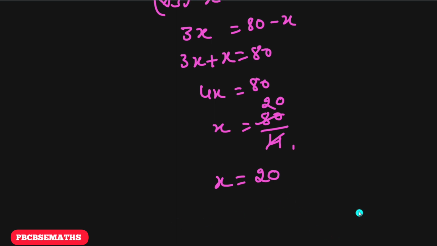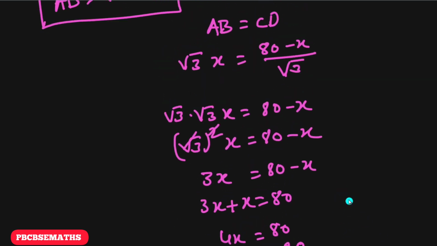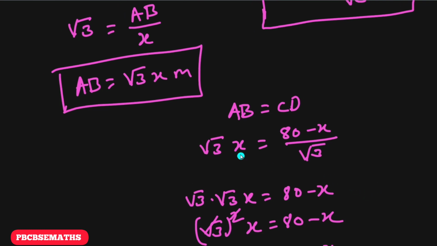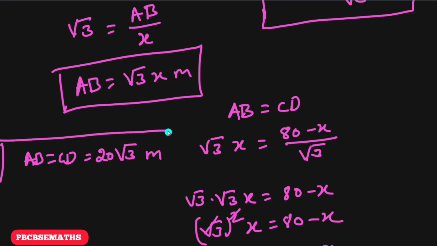Now let's try to find out the height of those two equal poles. It is given that AB is equal to root 3 times x meters. Therefore, we have the value of x as 20. We can write that AB is equal to CD is equal to 20 times root 3 meters. So the height of those two equal poles is 20 root 3 meters.